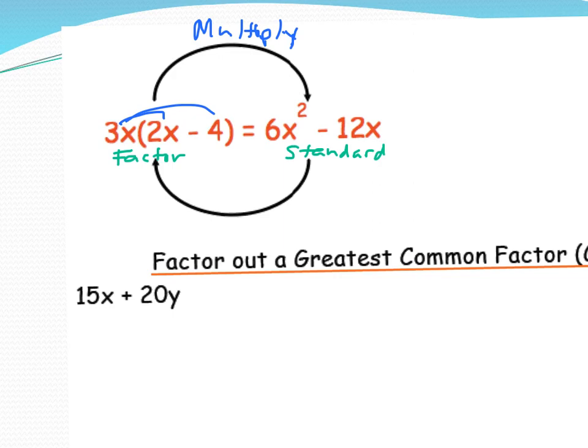So if I'm multiplying to get the standard form, how do I go back from standard form to factored form? Well, instead of multiplying, I'm going to do what's called factoring. I'm going to factor that standard form equation to get it into two factors. So you multiply to get the standard form, and factor to get to factored form. Now, how do I factor something out?